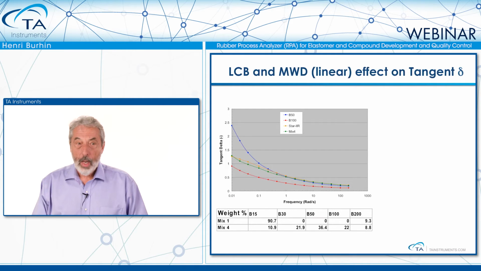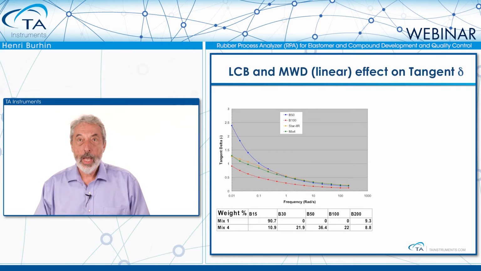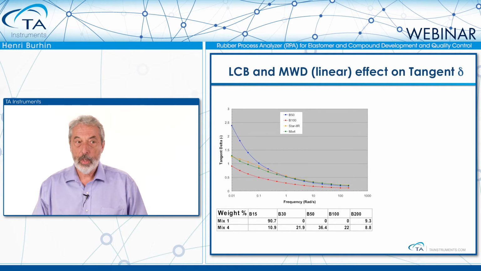Now, just to highlight the fact that a frequency sweep test cannot differentiate between branching and molecular weight distribution effects, we have made an artificial mixture of all these polyisobutylenes in a way that we are artificially making a very broad molecular weight distribution. And we compare that one to a star branched butyl rubber. And we can see that these two polymers have exactly the same tangent delta curve. That means it is impossible to differentiate between long chain branching and molecular weight distribution with a frequency sweep.